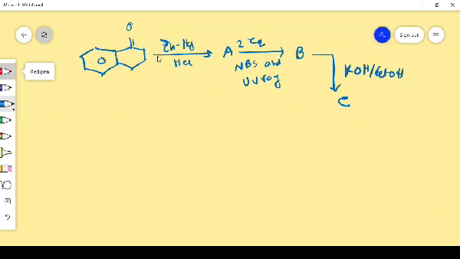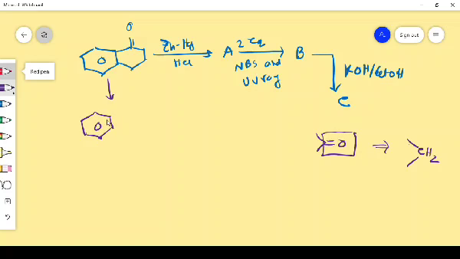At first we will try how this reaction goes. Let's say this is zinc amalgam HCl. What zinc amalgam HCl does is simply change this carbon to CH2. So this CO will be converted to CH2. So that means my product will be only this, and this is my A.